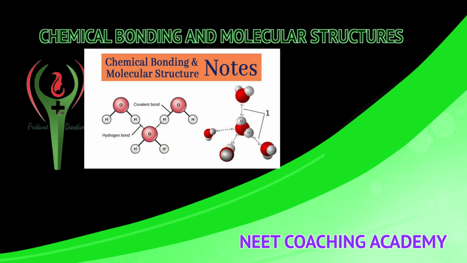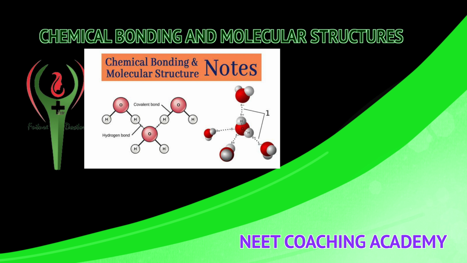The next term is lattice enthalpy. Higher lattice enthalpy leads to greater stability of ionic compounds. So when the lattice enthalpy is high, the stability of the ionic compound is greater. Lattice enthalpy is a direct measure of attraction between ions in an ionic solid. Once again I'll repeat, lattice enthalpy is a direct measure of attraction between ions in an ionic solid.